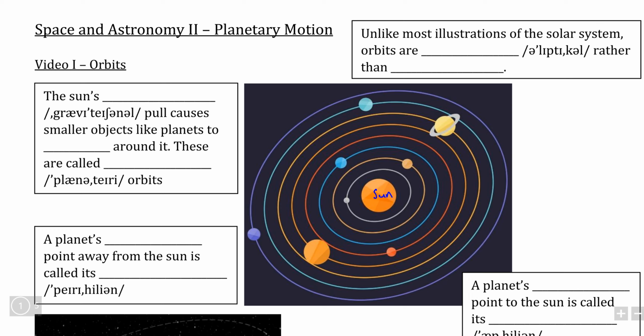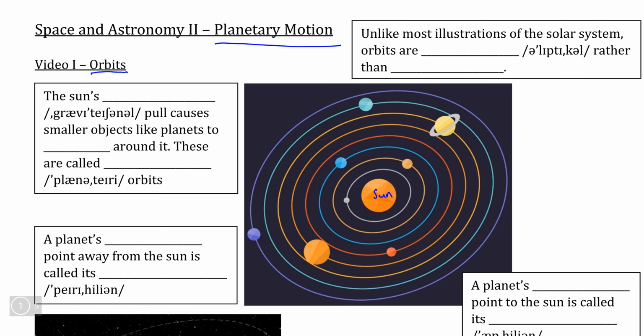Welcome to our first video in the series regarding planetary motion, in which we look at the ways that the different objects of the solar system move with respect to each other. And in this first video, we're going to be looking at orbits and various natural phenomena on Earth that are caused and explained by the orbit of objects within the solar system.